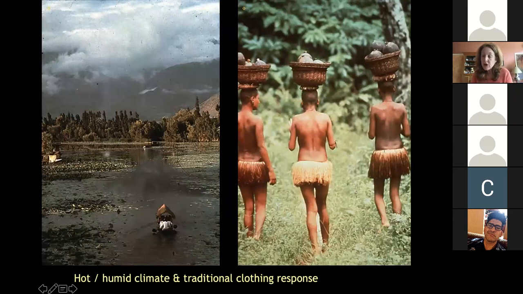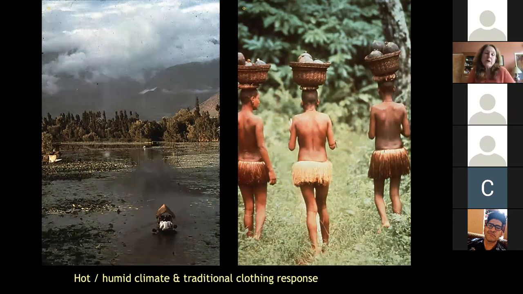So let's start with the hot, humid climate, all right? And what I like to do with these is first start by thinking about what are the characteristics of this climate. How does that make us feel? And what's our comfort response? What's our clothing response? And then how do you translate that to what a building response might be?